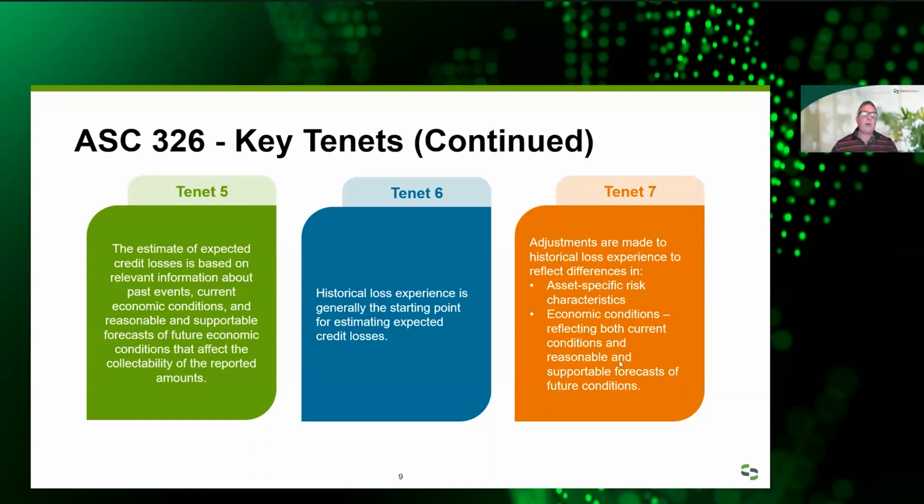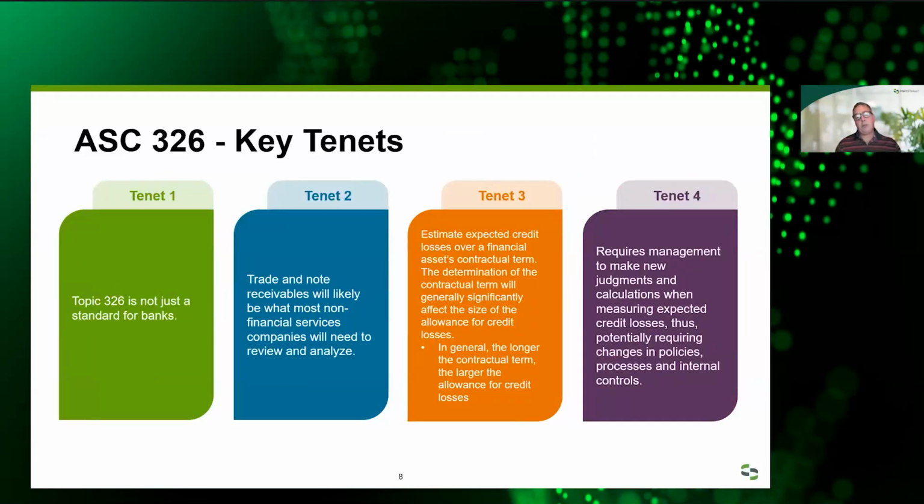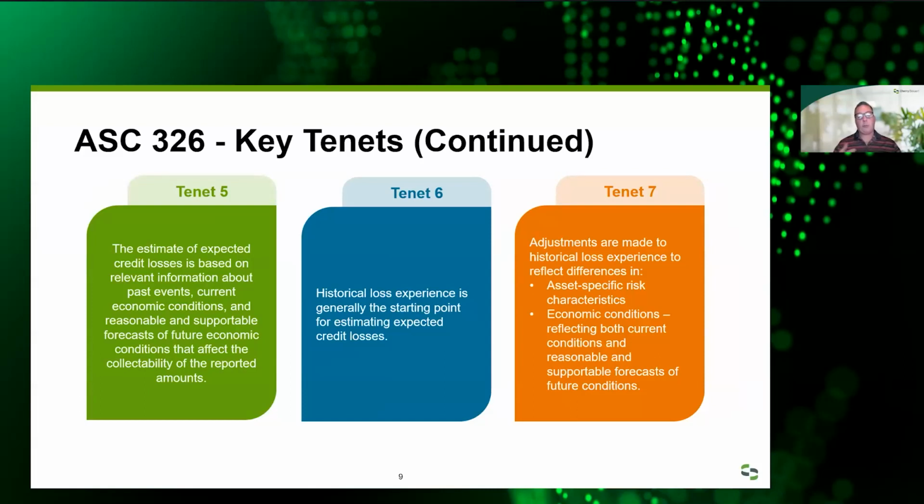And it's not going to always be adjusted up. There could be things that you may see that may bring that estimate down. It's possible that you not only add to that estimate, but you could also bring it down.